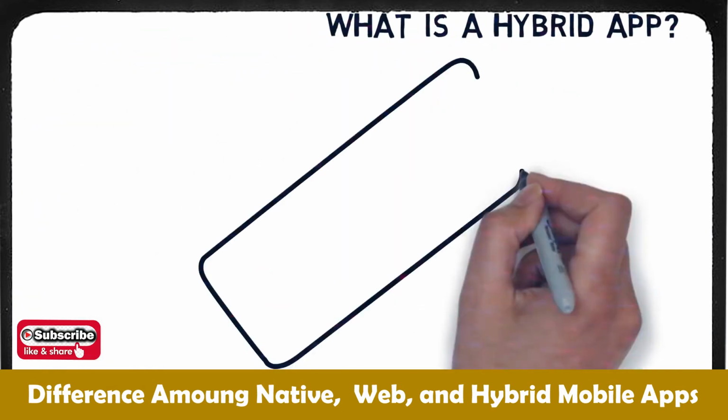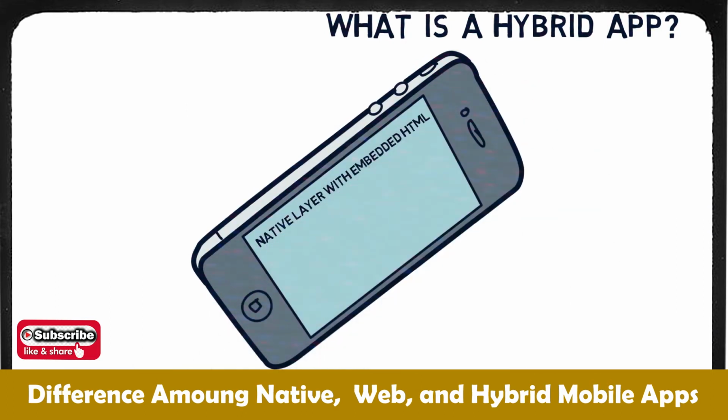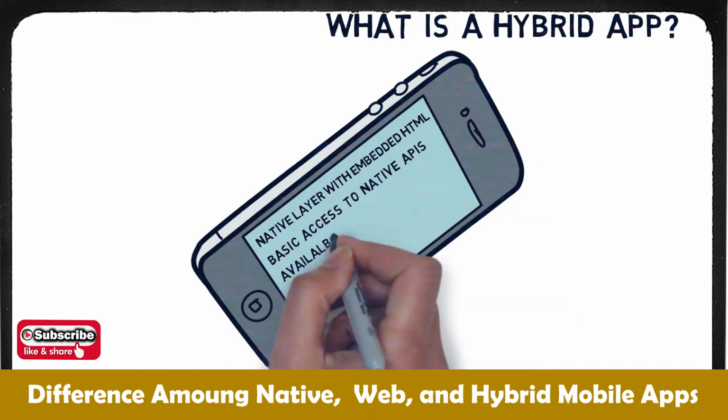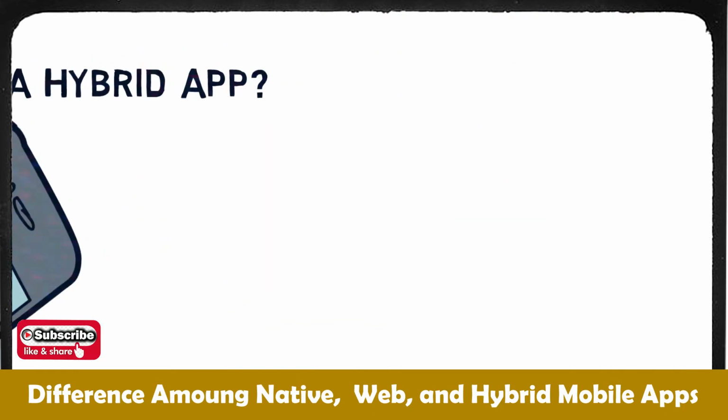What is a hybrid app? It has a native layer with embedded HTML, basic access to the native APIs. It is available in the app stores, and web portions of it can be updated server side.